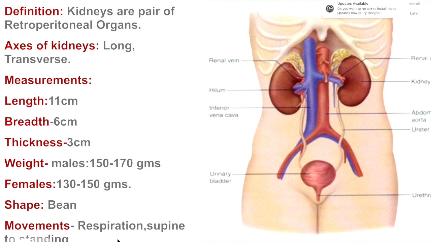Movements. We'll see the movements of the kidney during respiration. There is a slight excursion of about 1.5 to 2.5 centimeters during respiration. When a person goes from the recumbent supine position to the standing position, there will be a slight descent of the kidneys.